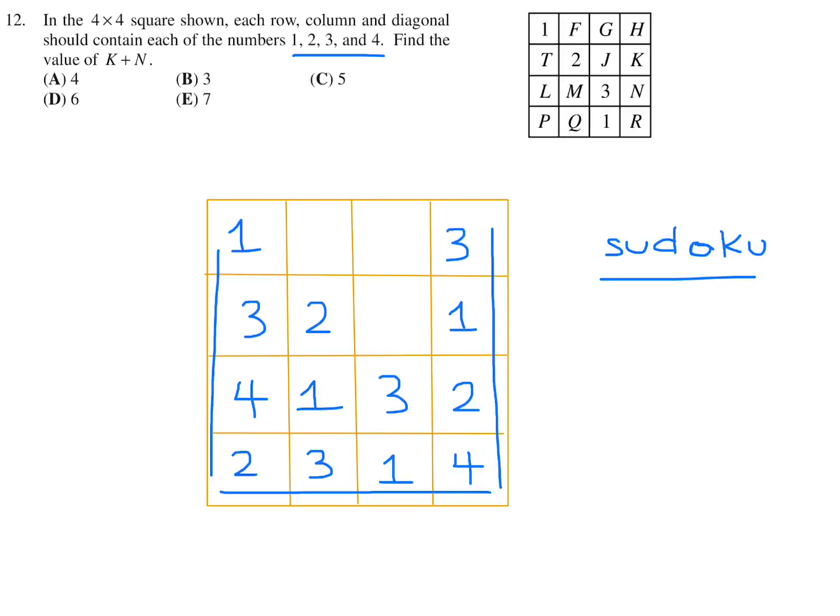And I think that finishes the question because they wanted us to find k plus n. This is k and this is n. So k plus n is 1 plus 2, which is 3. And therefore the answer to this question is B.